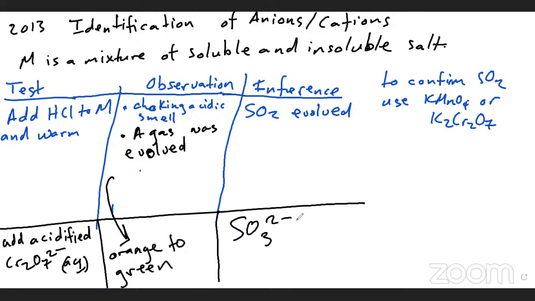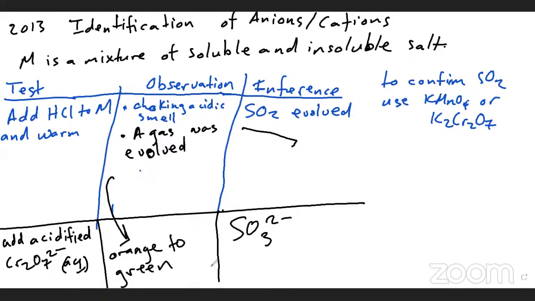All right, so even though they split it up, let me just explain what happened. What you really want to know is if sulfide ion is in the solution. How we confirm sulfide is the presence of SO2. So if SO2 is evolved, it confirms sulfide is present. As I was saying, you use the dichromate or the potassium permanganate to confirm it. So once you use it and sulfide is present, you would have seen an orange to green color change.